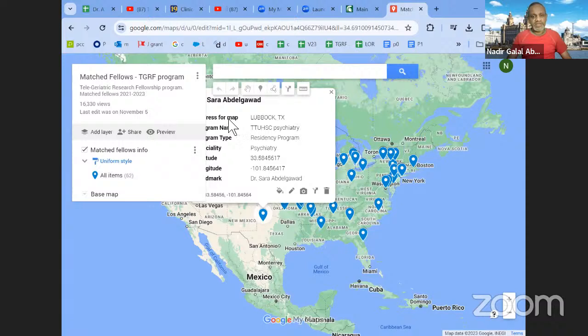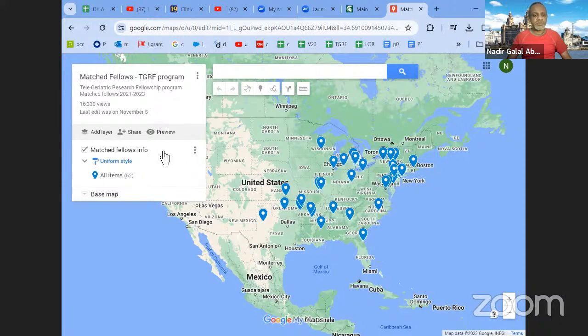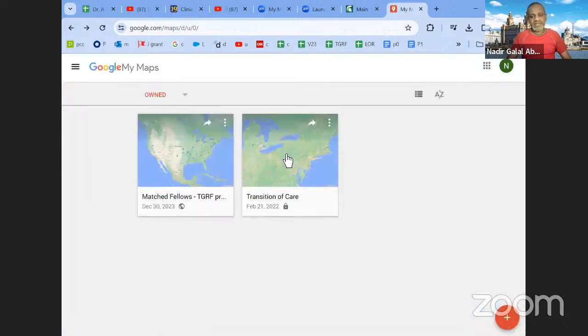For example, Sarah was accepted in Texas. In Florida, we have Andrew. He was accepted in a fellowship somewhere there. So this is how you create that. You can share it, you can preview and then edit. You can add more than one layer to that program. I used it also in the past for a topic that I was presenting.